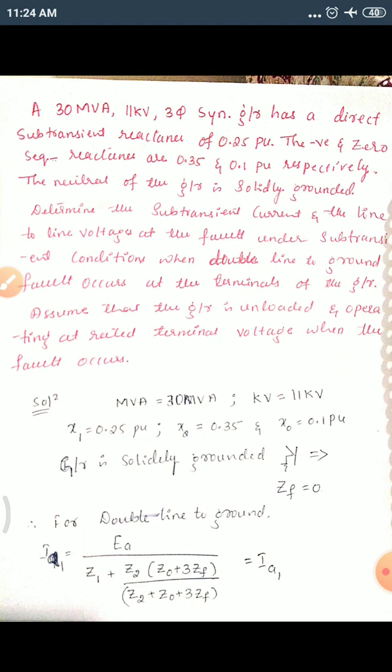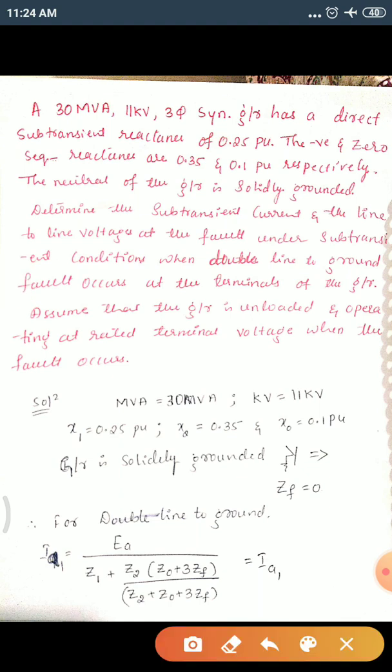A 30 MVA, 11 kilovolt, 3-phase synchronous generator has a direct subtransient reactance of 0.25 per unit. Subtransient reactance is nothing but your positive sequence reactance. And the negative and the zero sequence reactances are 0.35 and 0.1 per unit respectively. They have mentioned all this data.